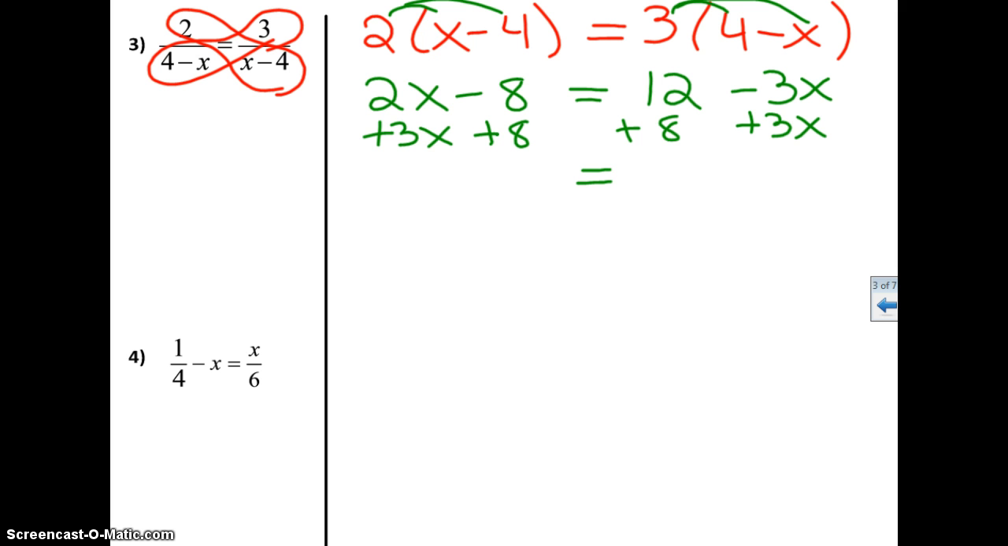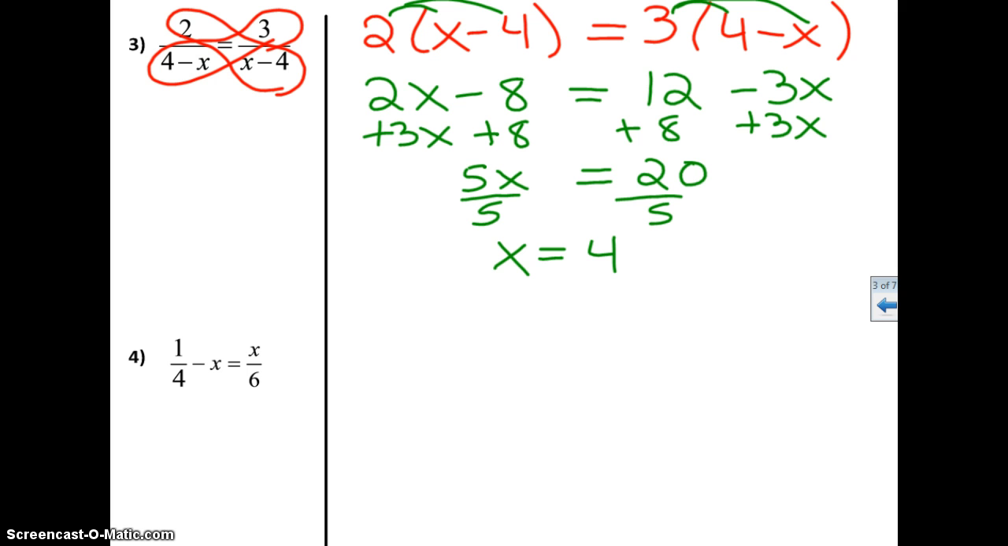So that means I now have 5x on the left. My 8's add up to 0. And I have 20 on the right-hand side. If I divide by 5, x will equal 4.